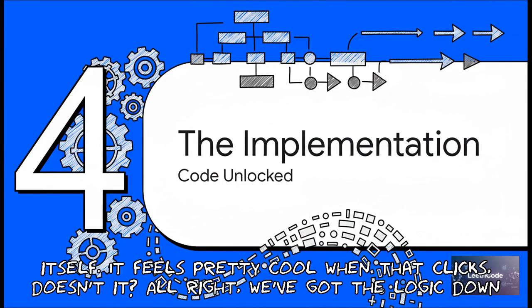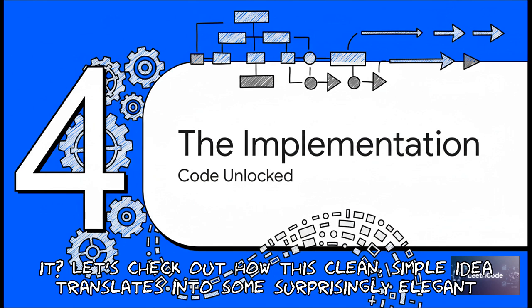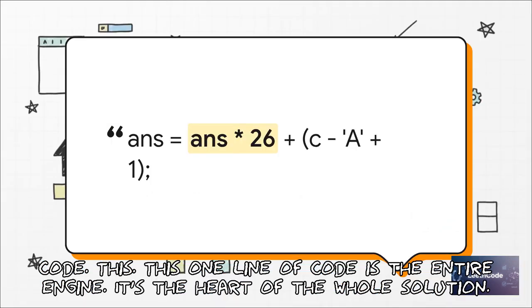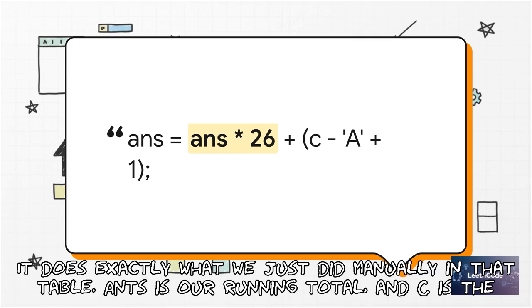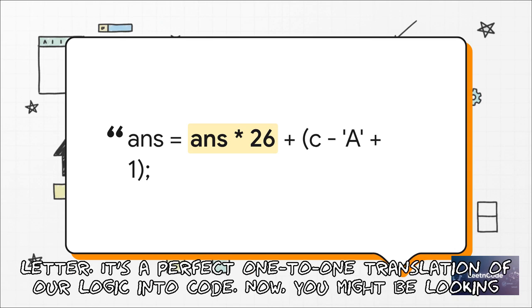All right, we've got the logic down pat. But what does this look like when we actually want to tell a computer how to do it? Let's check out how this clean, simple idea translates into some surprisingly elegant code. This one line of code is the entire engine. It's the heart of the whole solution. It does exactly what we just did manually in that table. ans is our running total, and c is the letter we're looking at. We multiply our running total by 26, and then we add the value of the new letter. It's a perfect one-to-one translation of our logic into code.